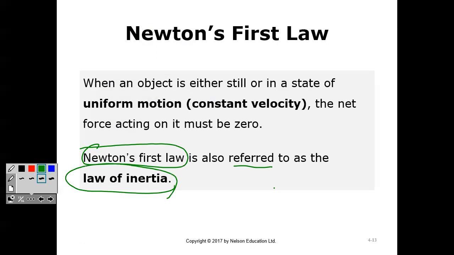Now, do you know what inertia means in general? Inertia is when someone resists a change. If you are sleeping, you want to keep sleeping, so you can say inertia. Or if you are sitting down, you want to keep sitting, laziness, inertia. Resistance to change is inertia. So here, we are saying if a body has a certain velocity, that's a state of motion, it wants to keep that. It doesn't want to change its velocity. So Newton's first law is also referred to as the law of inertia. When an object is either still, meaning at rest, or in a state of uniform motion, meaning constant velocity, it wants to continue like that because there is no net force acting on it.